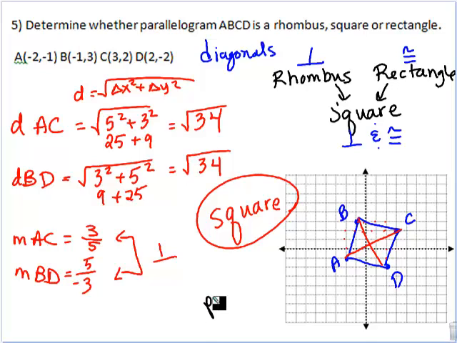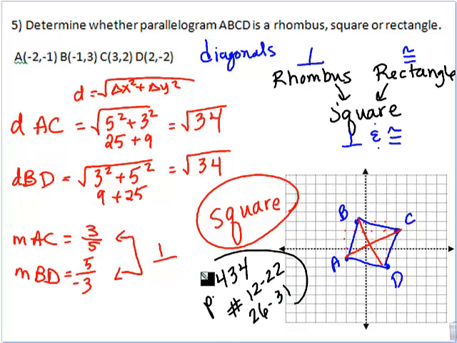So page 434, 12 to 22, 26 to 31. Okay, so the way you could have found out if it was a rectangle on yesterday's assignment was just check to see if the diagonals were congruent. That would have probably been the easiest way. But now you can tell the difference between all three.